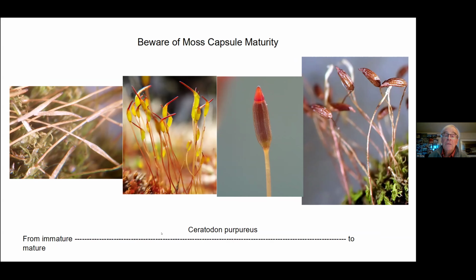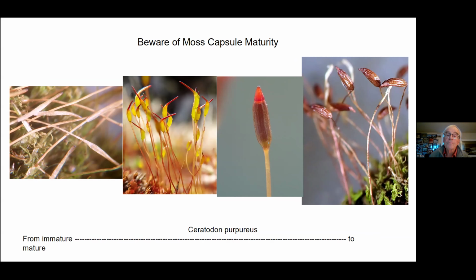A mature capsule like this is usually what's described in the keys. And then when the operculum pops off and the spores come out and dry up, they look more like this. So you have to be a little bit careful when you're looking at capsules and try to determine whether you think they are mature. And I think the Ceratodon that we were looking at earlier was mostly like this.